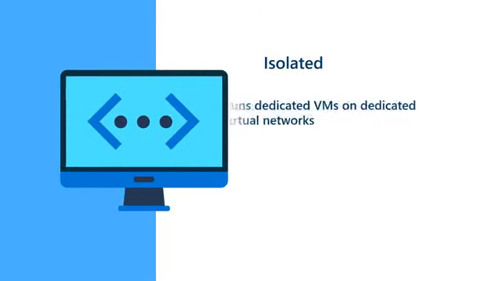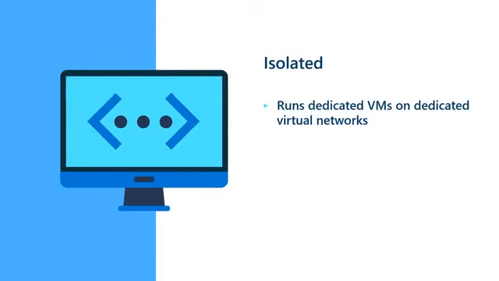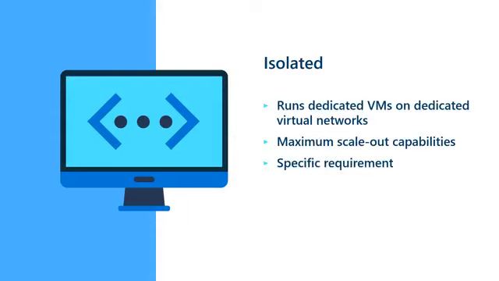The isolated tier runs dedicated Azure VMs on dedicated Azure virtual networks, which provide network isolation on top of compute isolation to your apps. It provides the maximum scale-out capabilities. You would only select an isolated service plan when you have a specific requirement for the highest levels of security and performance.